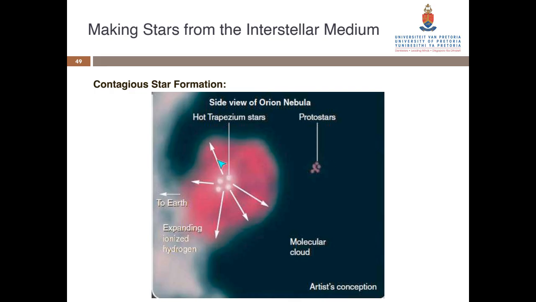So here we can see the hot trapezium stars. This is the direction to Earth, and this is the expanding ionized gas. And that caused protostars to form in the molecular cloud.